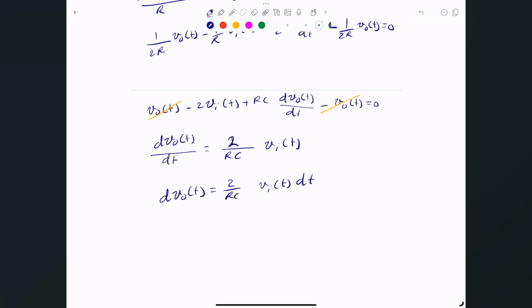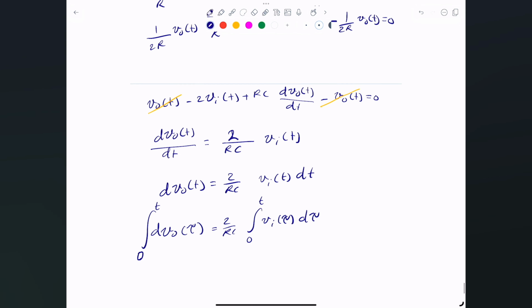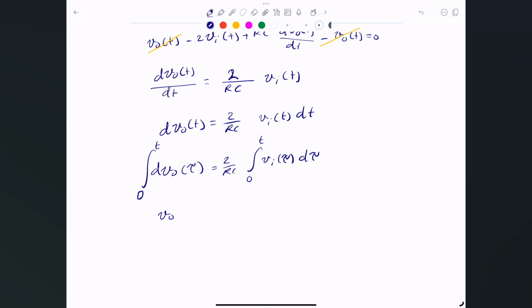I'm interested in V output of t, so what I will do is take the integral of both of these sides. So that will tell me the integral of dV output of tau from t0 all the way to t, and if we assume that t0 for now is simply 0, from 0 all the way to t, equals 2 divided by RC, and this is from 0 to t, V input of tau, d of tau. Okay, so we do this here, we will end up with V output of t minus V output of 0 equals 2 divided by RC times the integral from 0 to t of Vi of tau, d of tau.